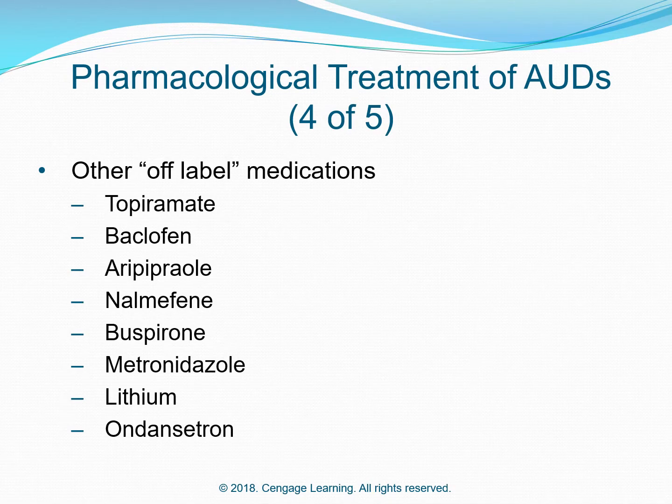Pharmacological treatment of AUDs. Other off-label medications include topiramate, baclofen, nalmefene, buspirone, lithium, ondansetron.